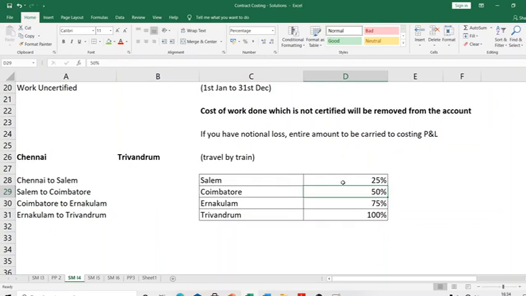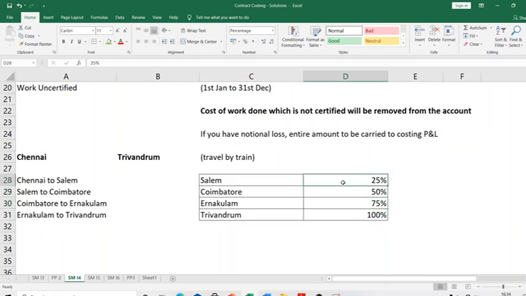I say, okay, no problem, I cut the call. Next, what happens is the Ernakulam station is there. That time I correctly call you. Now you say 75% journey over. Okay, 75% journey over is what you say. Now, this is an example of work uncertified.